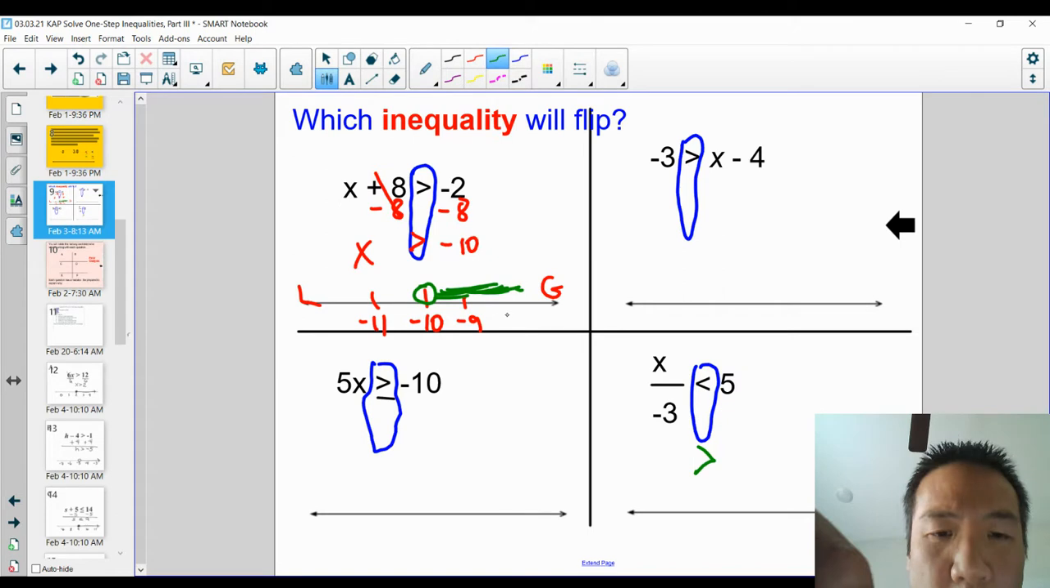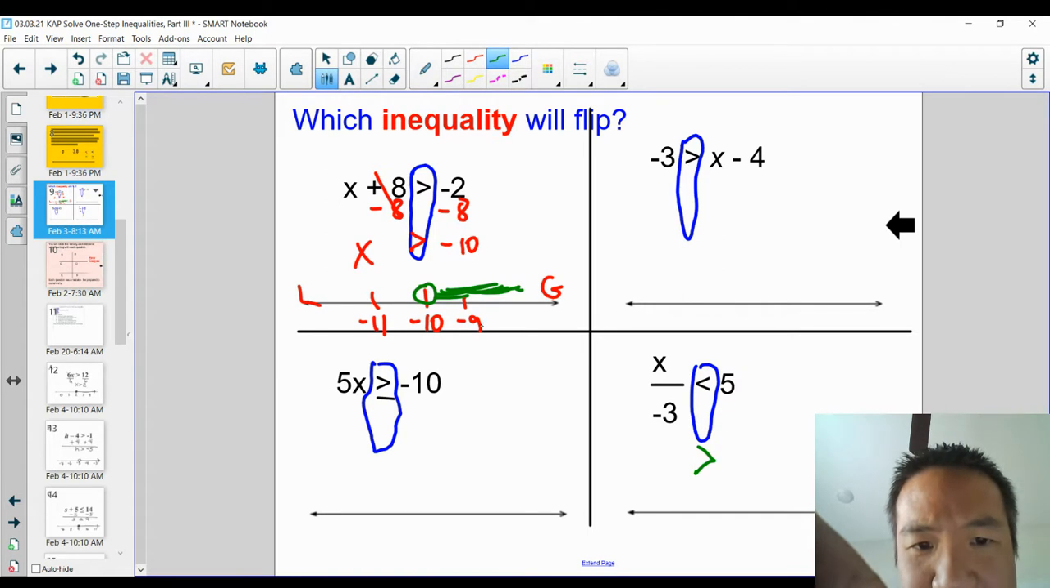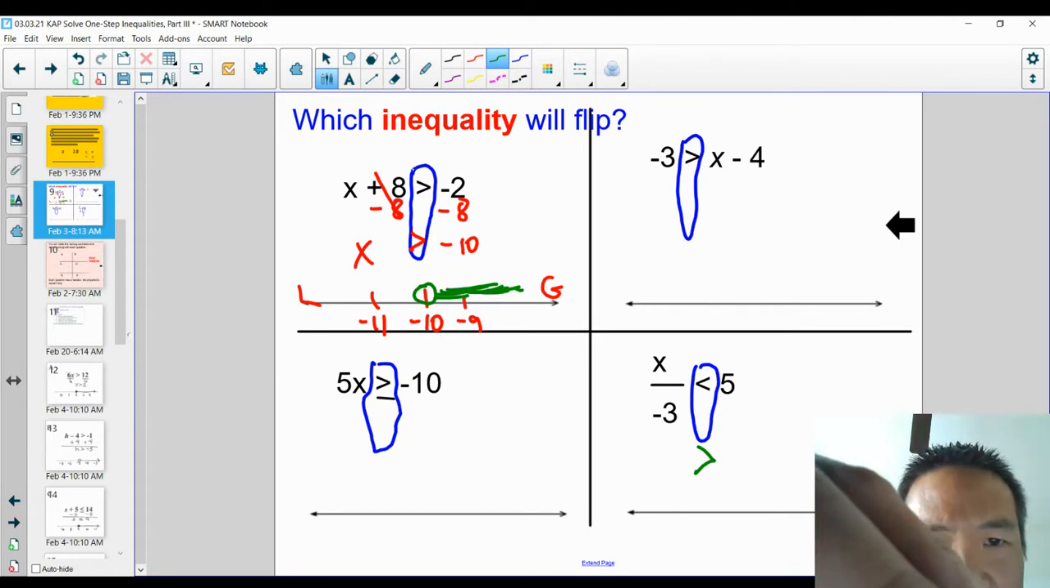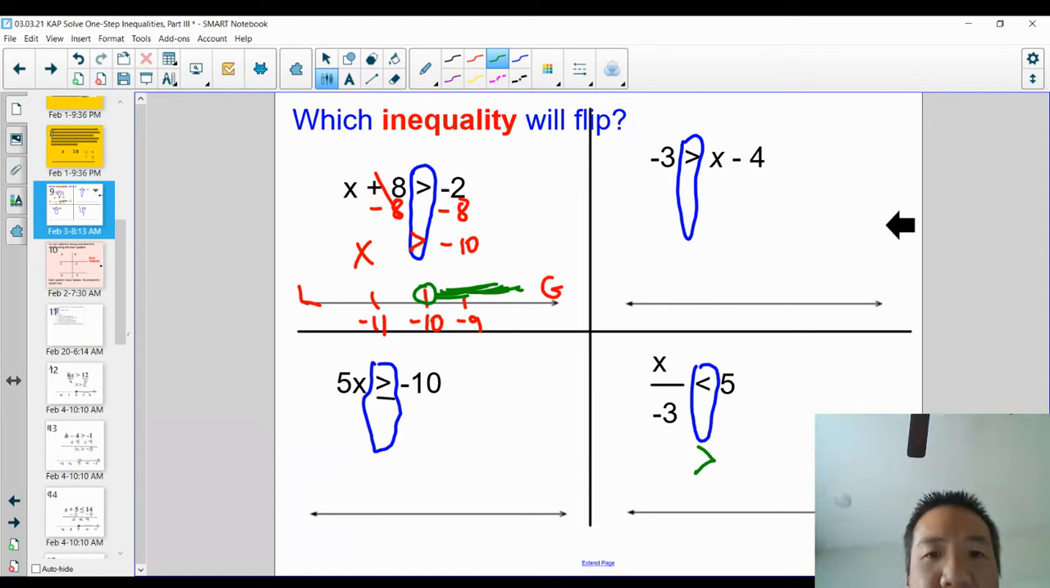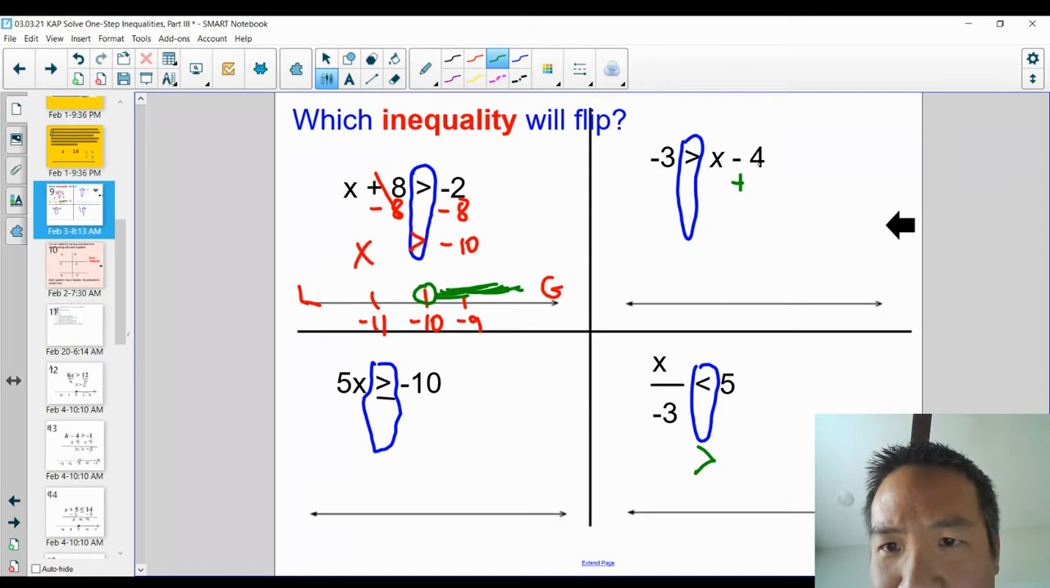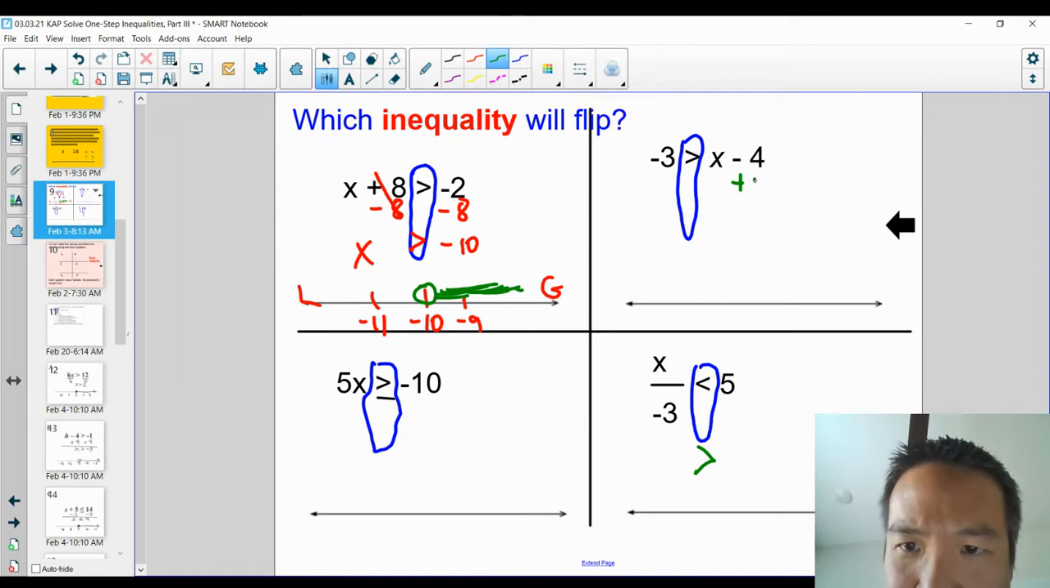Check your work. If I input a test point of negative 9, plus 8 is negative 1, negative 1 is greater than negative 2. That's true. Next one. So to isolate x, I need to add 4 to both sides.